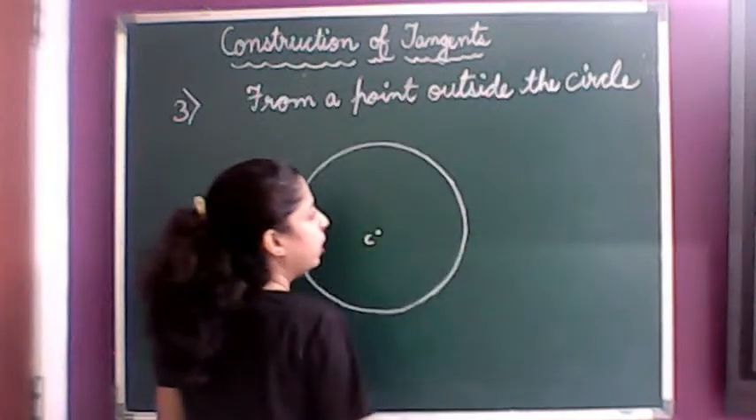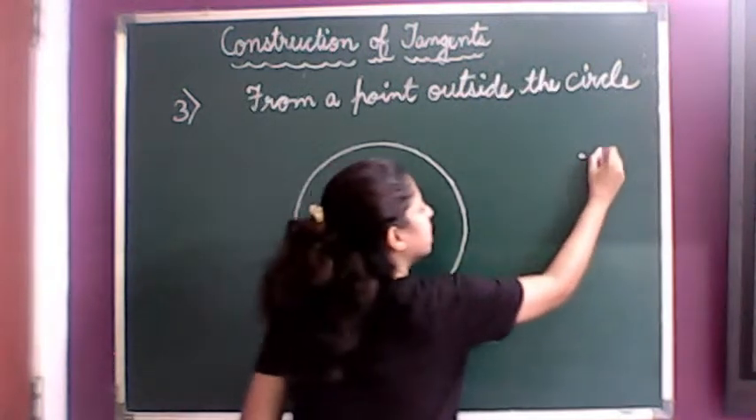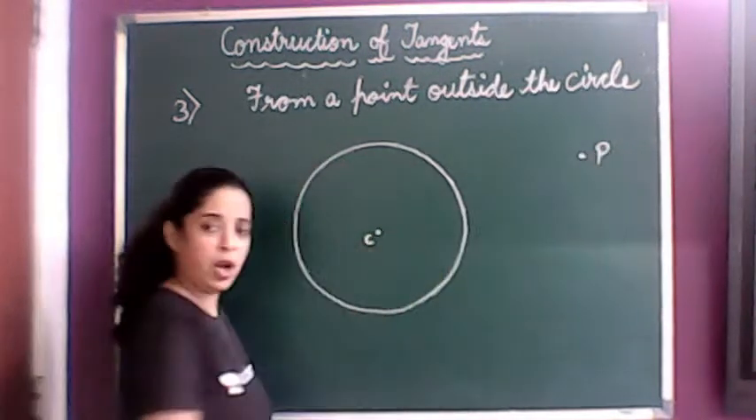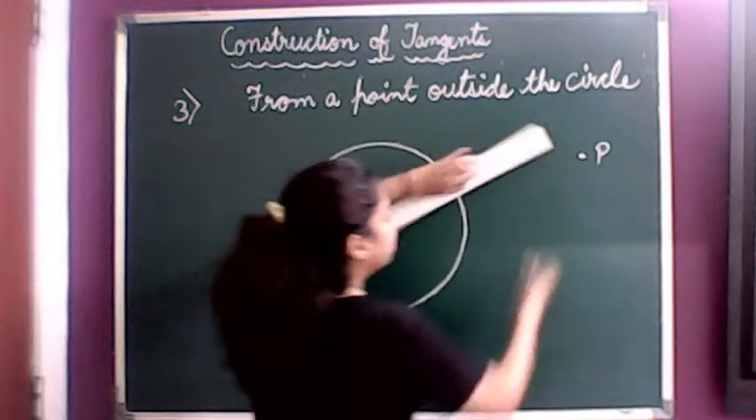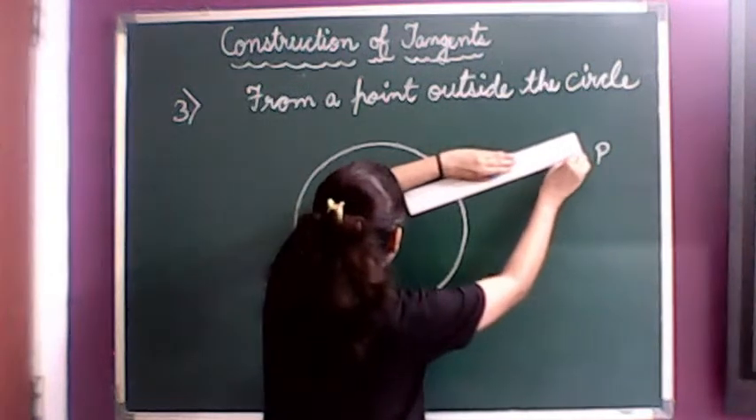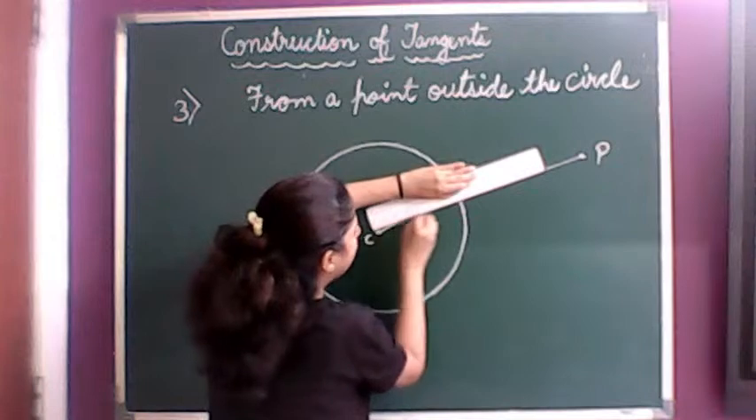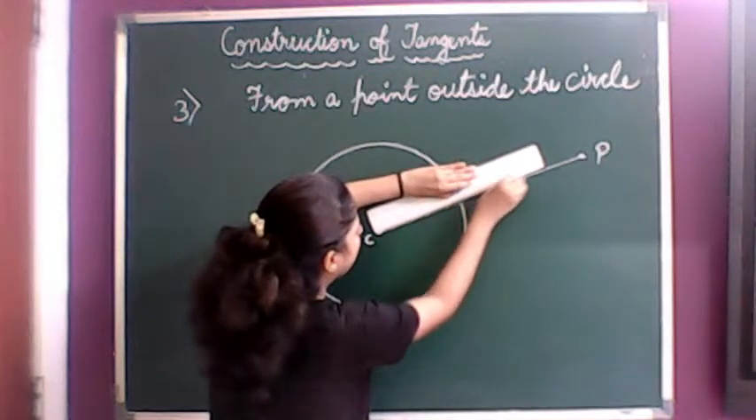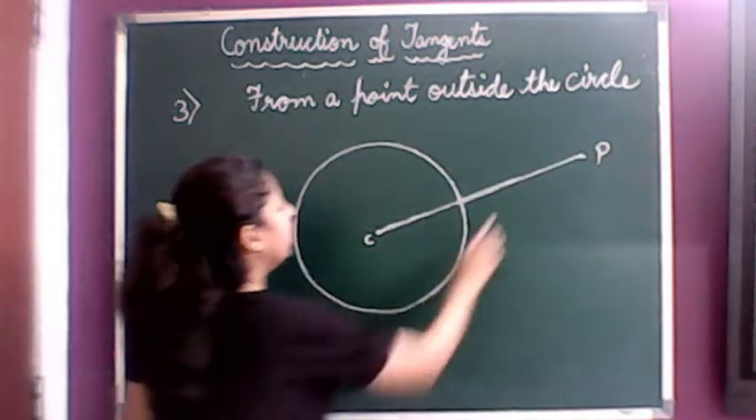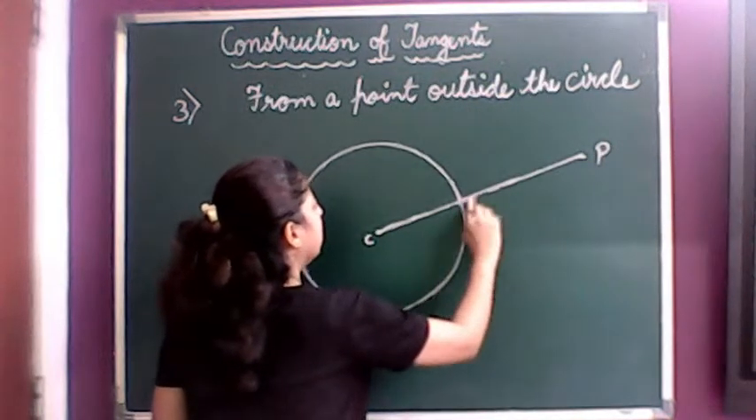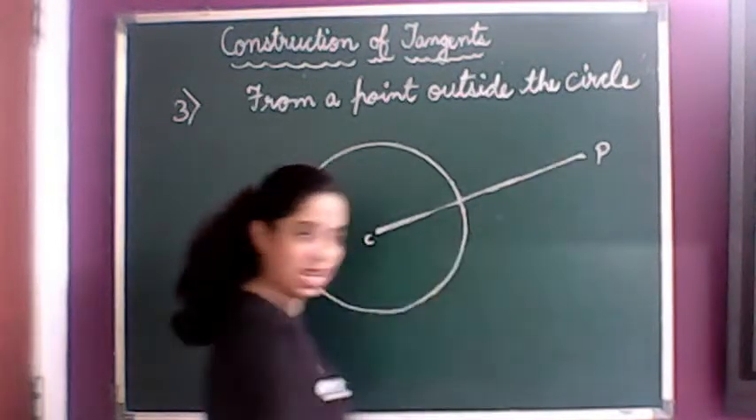Now take any point P. Now let me take it this time a little up. Okay, this is the point P. Now from this point P, you have to draw 2 tangents to the circle. What was the first step? Joining C and P was the first step. Joining the center and this external point was the first step. So this is the line. Mine is not a very neat one because I am using the board. You have to join the line CP.